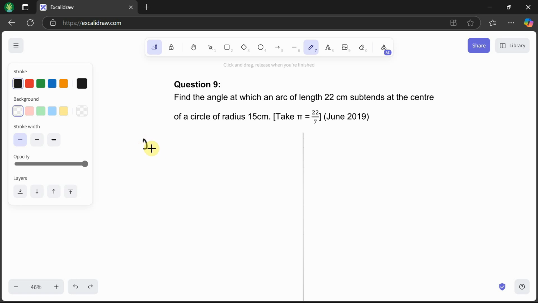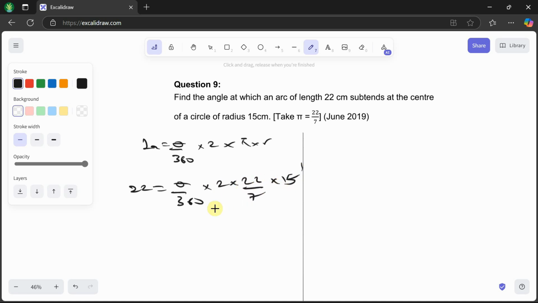We know that the formula for length of arc is theta over 360 times 2 times pi times r. We know that the length of arc from this question is 22, so that was theta over 360 times 2 times 22 over 7 times r here is 15. 15 can go here, 15 can go here, 24. 2 here 1, 2 here 12, 2 here 6, 2 here 11. So let's cross multiply. That will be 22 times 6 times 7 is equal to 11 theta.